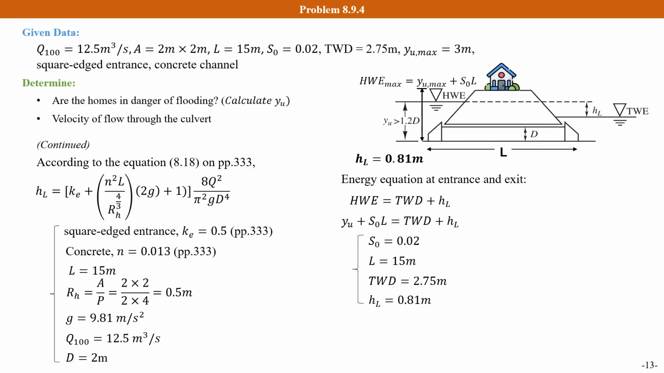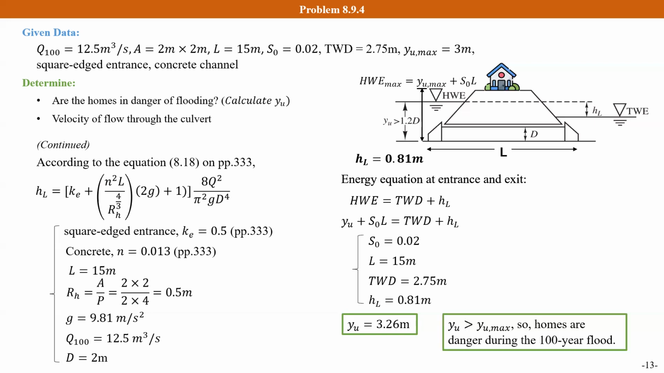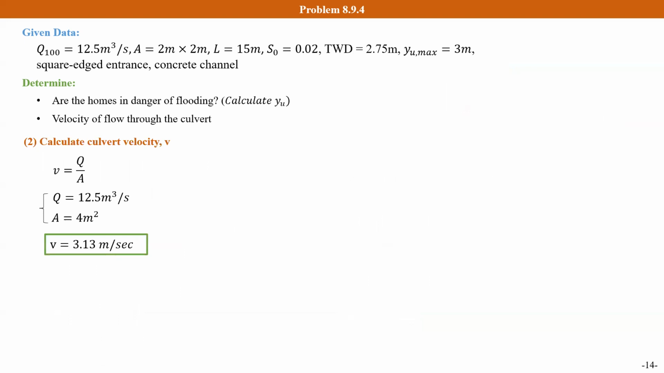Therefore, after we bring the values to these parameters, we get the upstream water depth equals 3.26 meters. Then we can compare it with the maximum upstream water depth. It is higher than that value. Then we know that the homes are in danger during the 100-year flood. And because the velocity equals Q over A, we can calculate the velocity equals 3.13 meters per second.